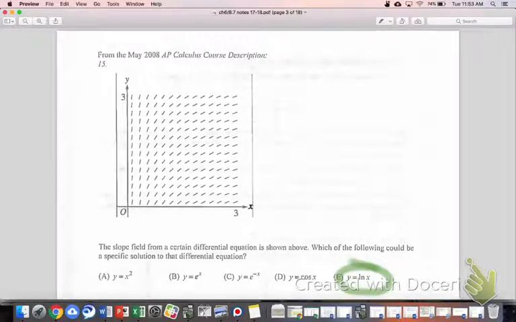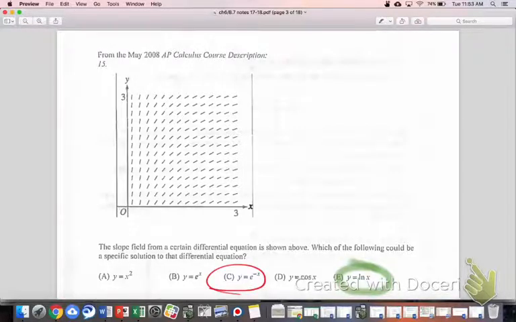I would look at y equals x squared and say to myself, that's a parabola, right? And a parabola would look like this. Does that go along with the slope field? No. Not at all. By the way, that O right there means origin, right? You can see the y and the x-axis. Okay. Y equals e to the x looks like this. Does that go with the slope field? Nope. Not at all. Remember, the slope field should reflect the solution curve. You should be able to see it.